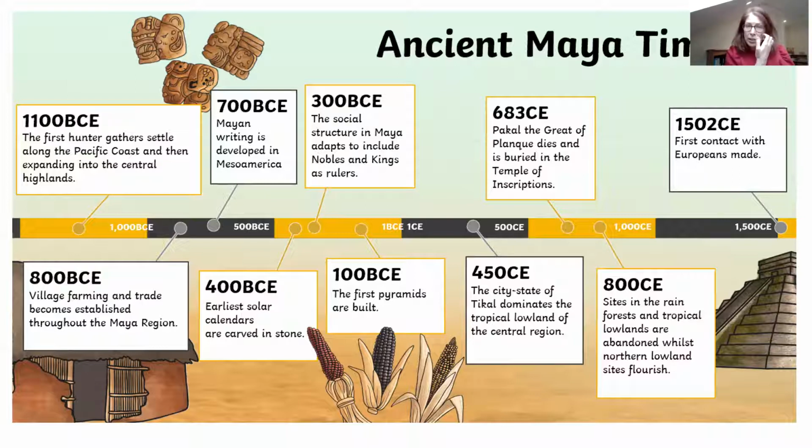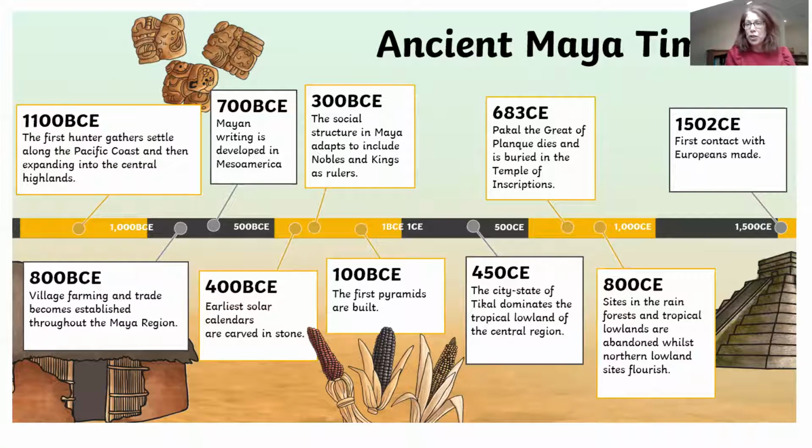So as you can see on this timeline, the Maya civilization was around for a very long time. You could work out how many years quite precisely if you wanted to using this timeline. If you think about the other periods of history that you've already learned about, the Stone Age that you learned about in year 3, that ended around 2300 BCE. So that's over 1,000 years before the Maya civilization started.